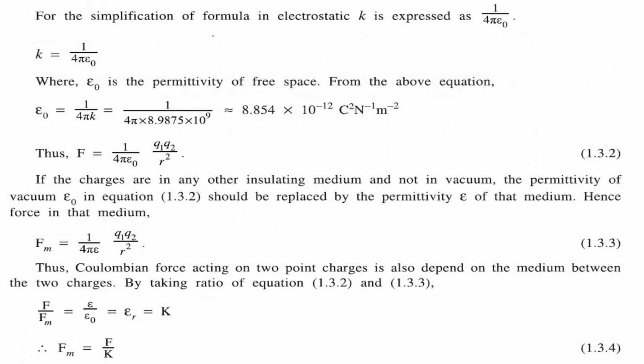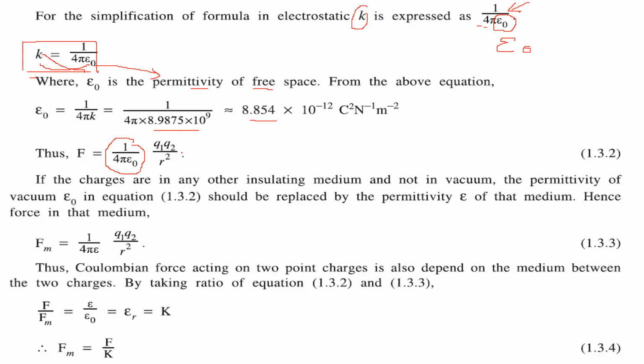For more simplification of this formula, in electrostatics, this K can be represented as 1 by 4 pi epsilon 0. Here we have 4 and pi, and epsilon 0 is the permittivity of free space. So K is 1 by 4 pi epsilon 0. So now the equation becomes what? If you take epsilon here and K this side, and put in the K value we just discussed, epsilon 0 will be approximately 9 into 10 to the power minus 12. The force will be given by K, which can be written as 1 by 4 pi epsilon 0, Q1 Q2 by r square.